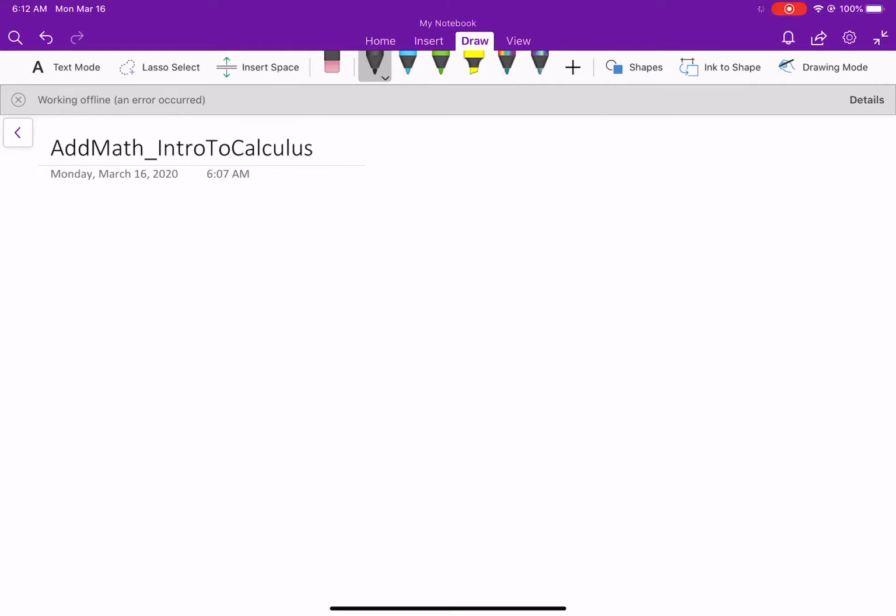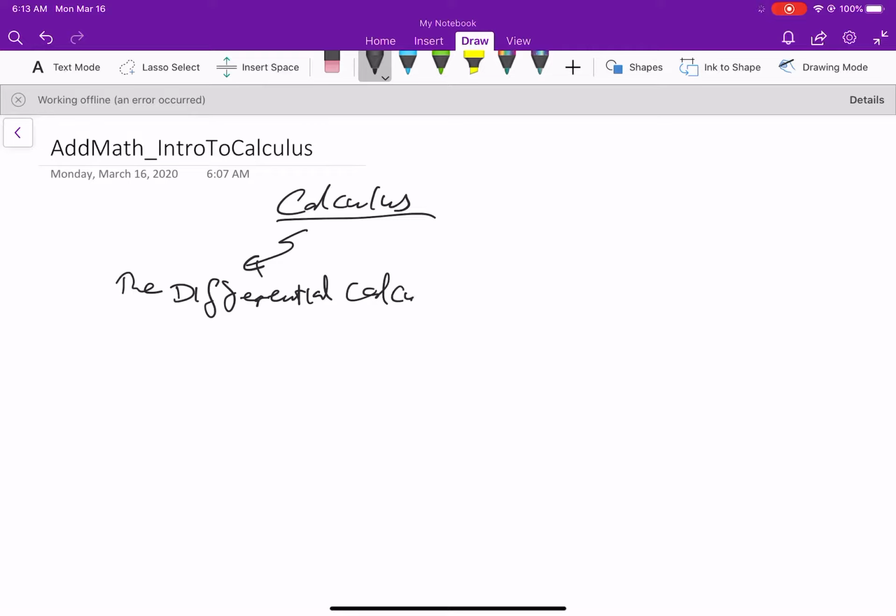This first lecture is based on Introduction to Calculus, just as the name suggests. Calculus is a branch of mathematics that has two main branches: the differential calculus and the integral calculus.